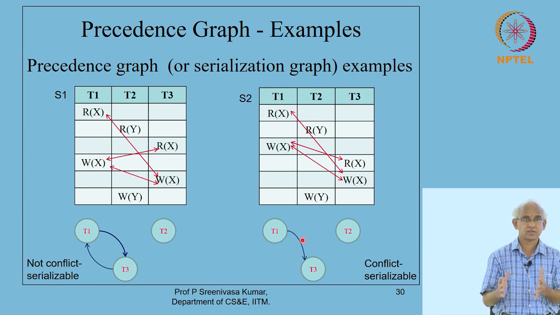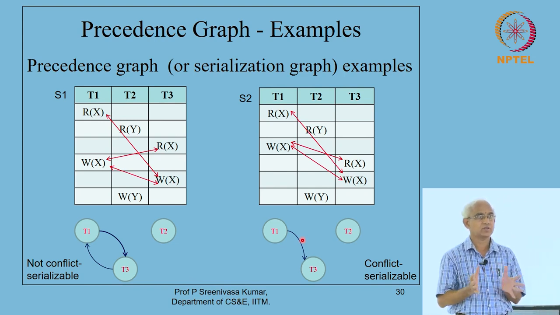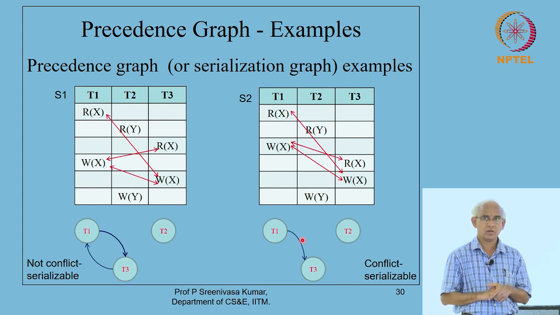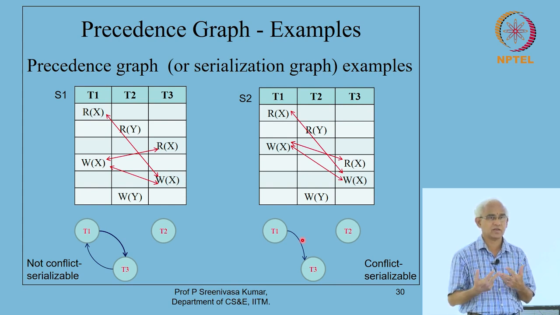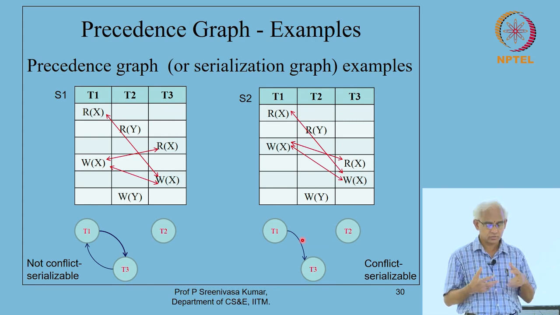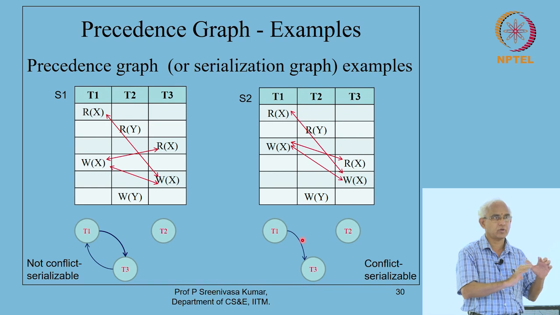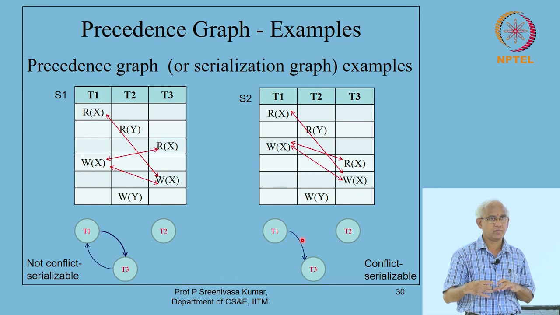So using precedence graphs or serialization graphs, one can check whether a particular schedule is serializable or not. There are multiple ways of doing this conflict serializability check. One is by constructing the precedence graph. The other is by checking whether it is equivalent to a serial schedule, and that you can do by swapping non-conflicting pairs of operations and then reducing the given schedule to some serial schedule. So these are the multiple ways in which you can check serializability.